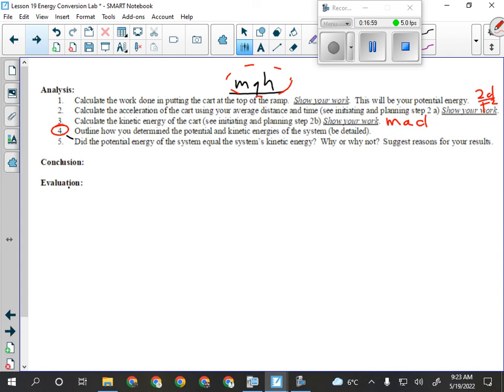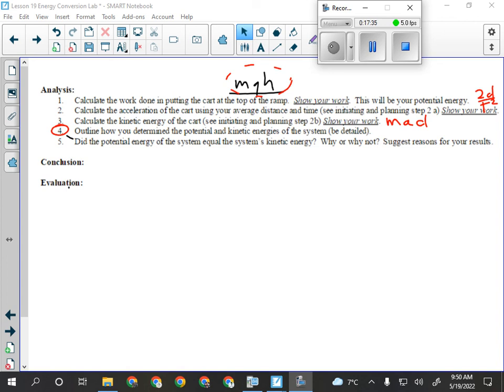Okay, so remember that for the analysis, the bulk of it is just performing the calculations that we talked about. Calculating the work done to put it at the top of the ramp, m times g times h. To calculate the acceleration of the cart using average distance and time, 2 times d divided by t squared. And then to get the kinetic energy of the cart, mass times acceleration times distance. Those are just calculations, and show me your work. Either you did it on paper and you're putting in a picture, or you're just typing it in, whichever.